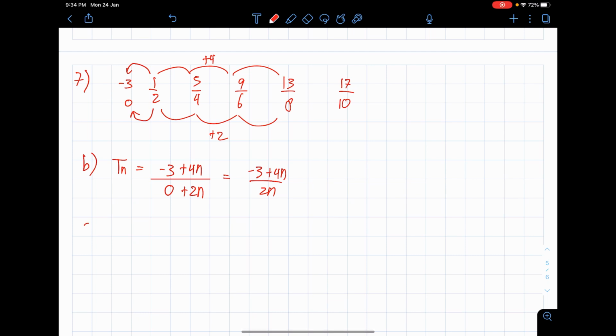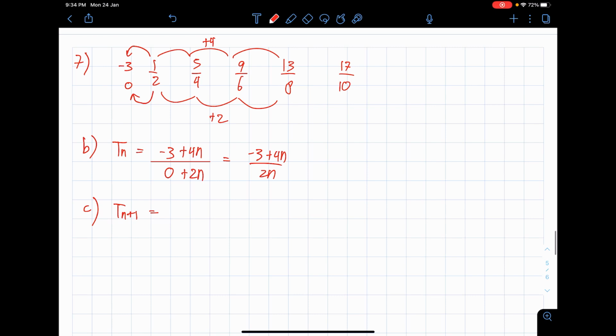Part C. The difference between two consecutive terms is Tn plus 1 minus Tn. Show that D equals blah blah blah. Okay, so what is this? This is a little bit unusual. Tn plus 1, minus Tn.